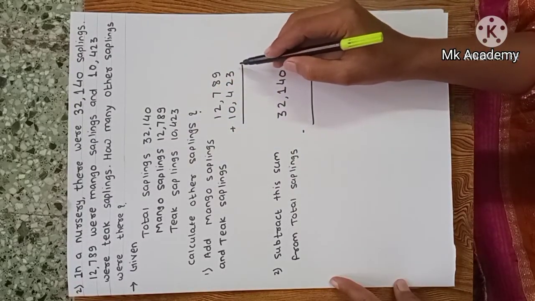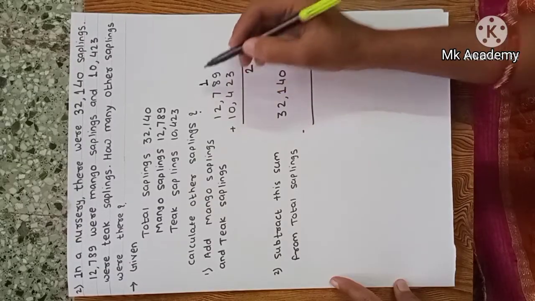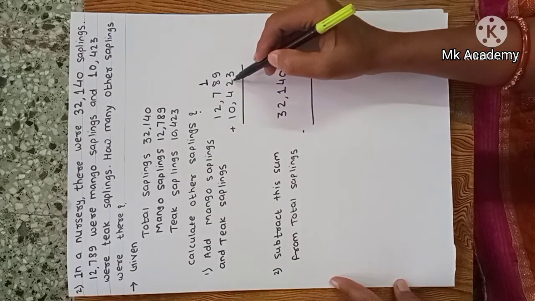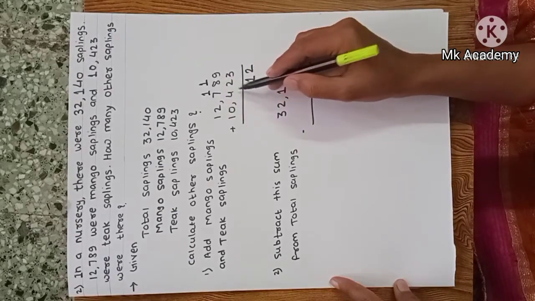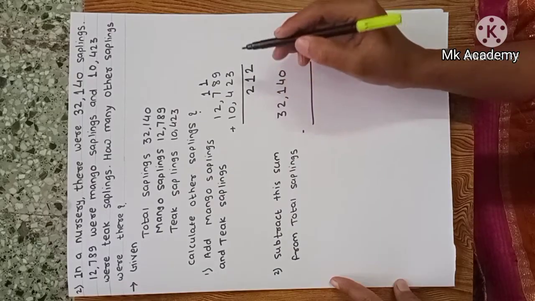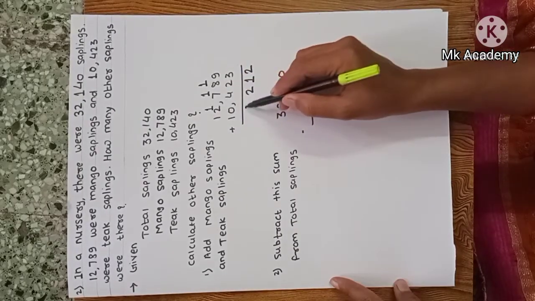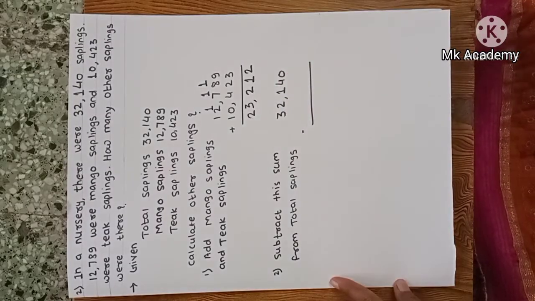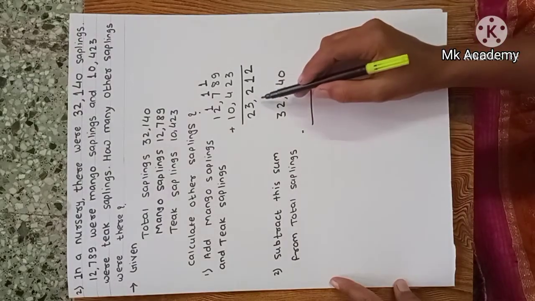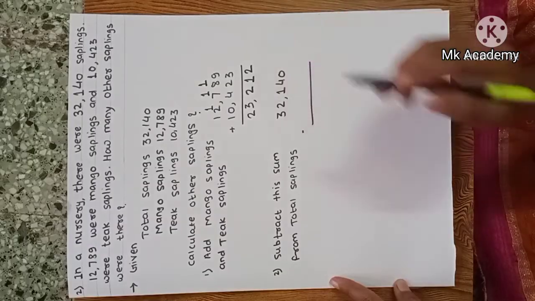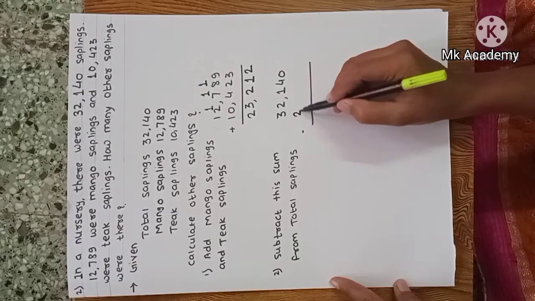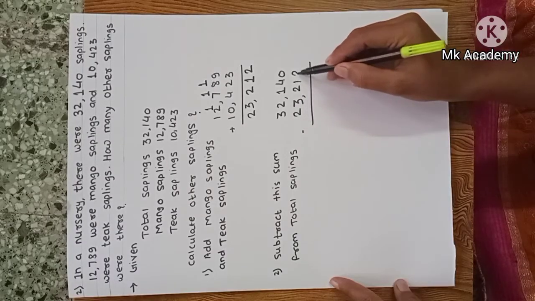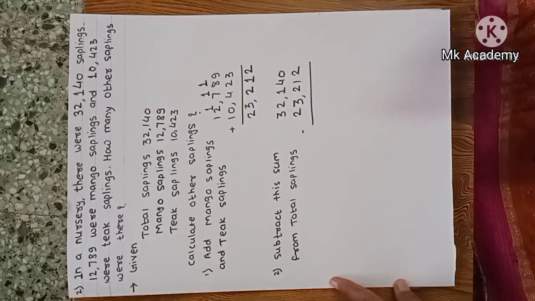9 plus 3, 12, carry 1. 8 plus 2, 10, and 1, 11, again carry 1. 12, carry 1. This means the total of mango saplings and teak saplings is 23,212. Now we subtract this sum from the total saplings.